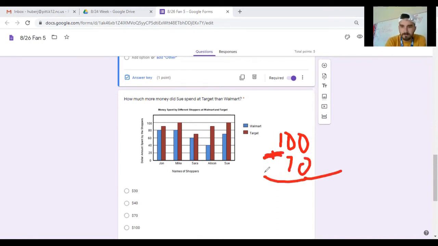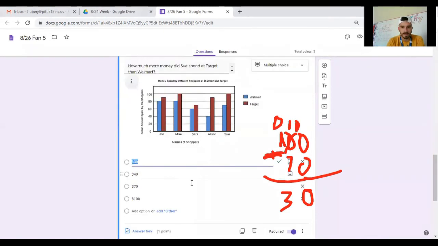Supposed to be a subtraction sign. And then we're just going to subtract. 0 minus 0 is 0. 0 minus 7, can't do it. Got to go next door and get 10 more. So this one is now a 0, and this 0 becomes a 10. And then you can just knock it out. 10 minus 7, you get a 3, which would be $30, which would be A.